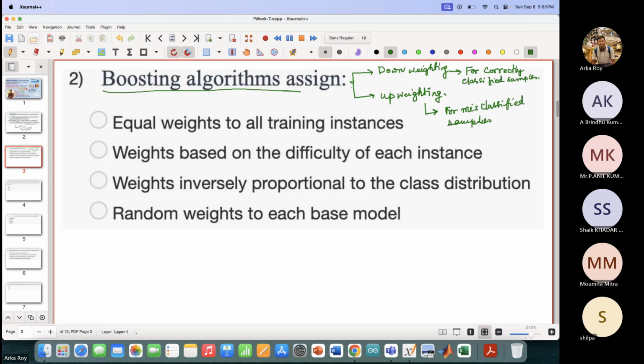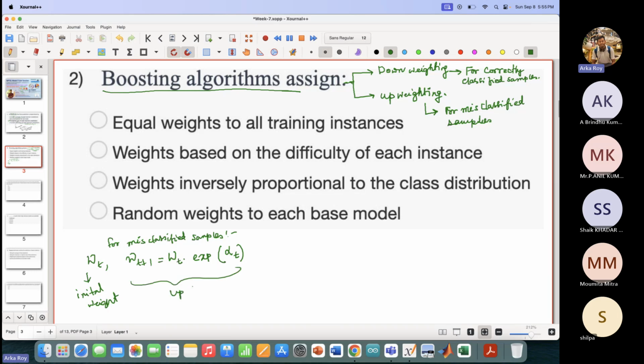Right? Now let me make some further discussion on up weighting. Let's say your initial weight was W naught. For misclassified samples, with Wt as the current weight, Wt plus 1 is basically Wt into exponential of alpha t. This is for the misclassified sample, so this is where you are doing up weighting.